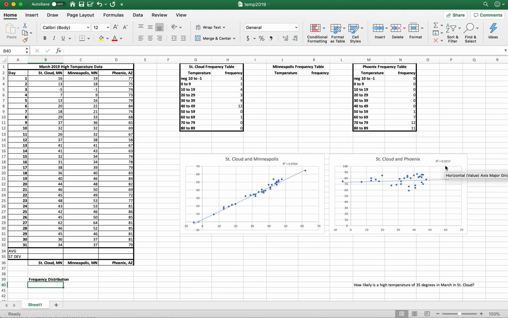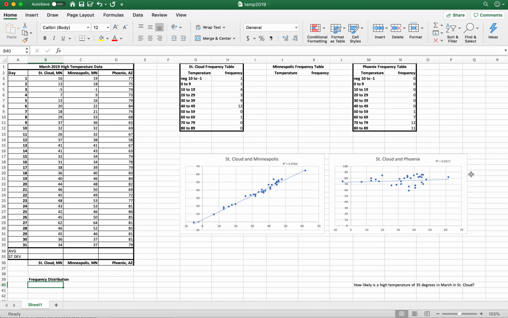of 0.02. And if you compare that to St. Cloud and Minneapolis with R squared of 0.976, you can see that this is much, much lower. What that's saying is that St. Cloud and Phoenix, the temperatures there for a given day are very weakly correlated. And you would expect that because they are thousands of miles apart from each other, whereas St. Cloud and Minneapolis are quite close.